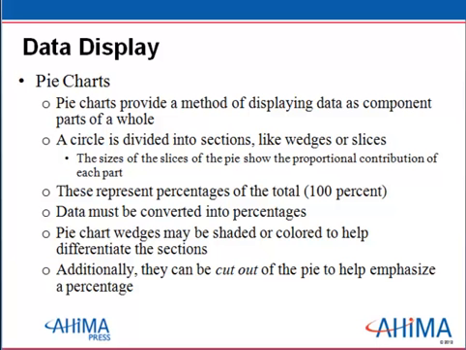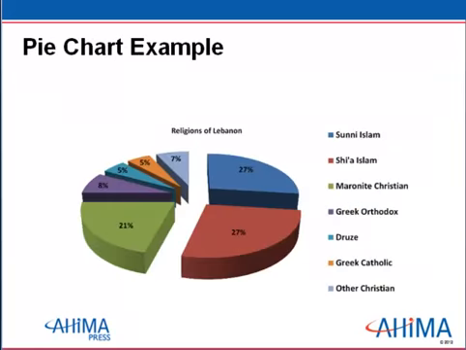To make a pie chart, include all categories that make up the whole. Therefore, your data must be converted into percentages unless you're working with computer software that would convert your numbers to percentages for you. Pie chart wedges should be shaded or colored to help differentiate the different sections. This is an example of a pie chart. Again, there are more examples in your textbook.